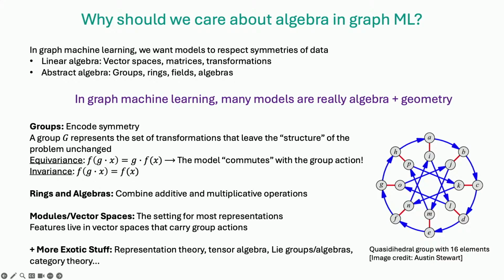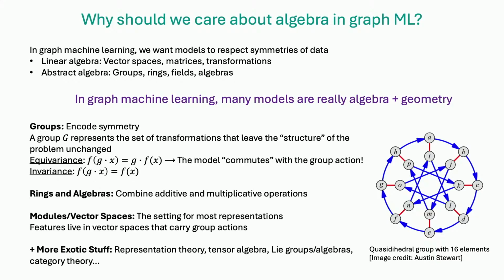So graphs, manifolds, and other kinds of structured objects aren't just geometry, right? They also have operations which respect structure. So with algebra, we can describe and manipulate these operations systematically. Okay, so in terms of the more abstract algebra, we're thinking about groups. Groups are really central to encoding symmetry, right?